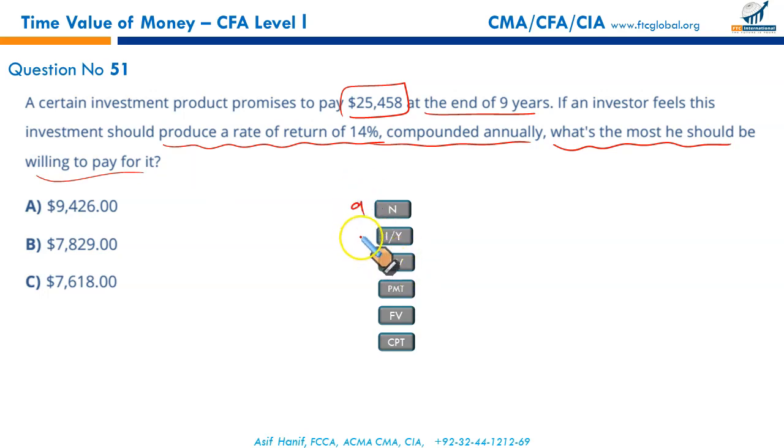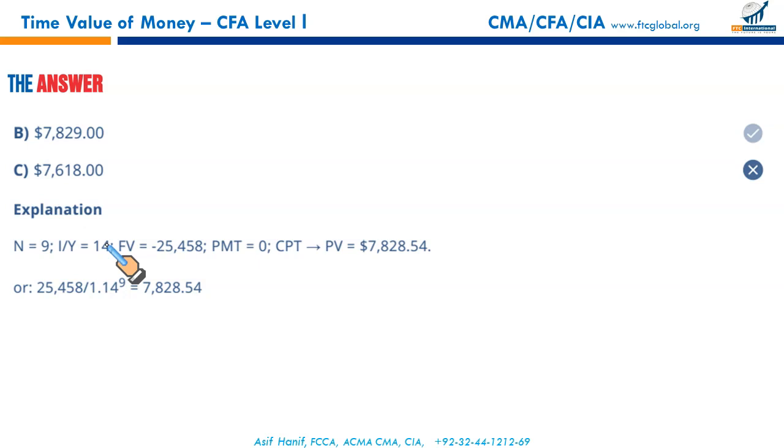9 periods, 14 is the interest rate, present value is to be calculated, what it should be worth now. There is no periodic payment, and this is the future value, 25,458. This is the rate, and 9 years is the period. What should be its worth now? Straight punch in the numbers and you'll get your result. I'm sure most of you have got it. It's 7,828.54. This is how conventional accountants write it. I'm a professional accountant, by the way, and this is how we write points. So excuse me for that, but in CFA we don't do that. It's 7828.54. That makes B the correct option.